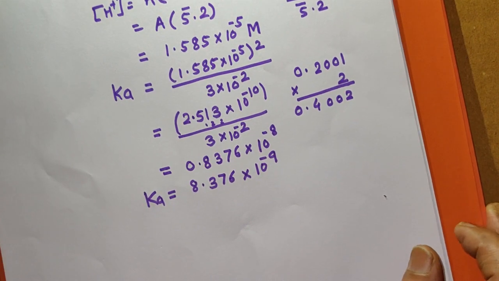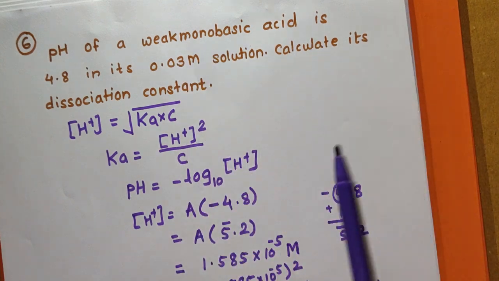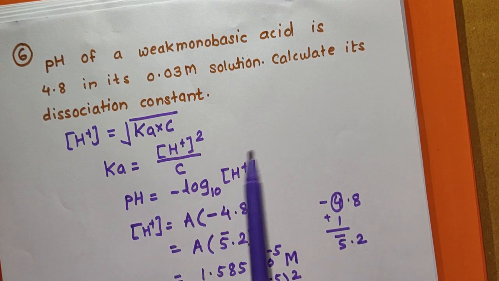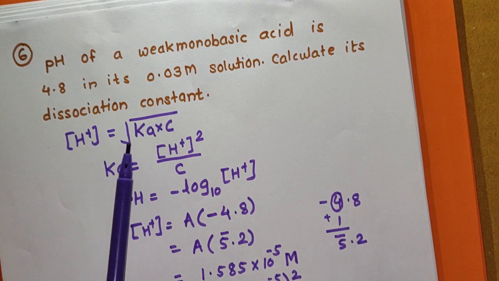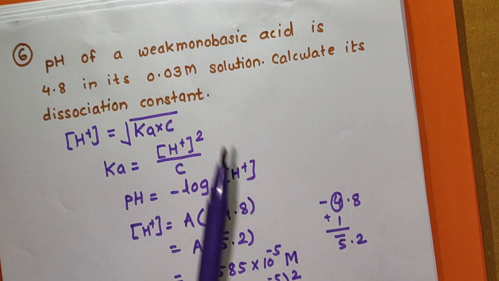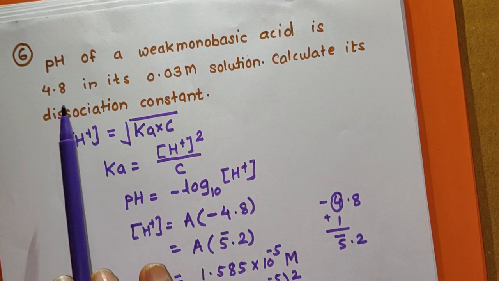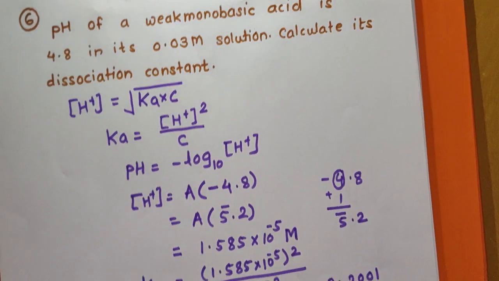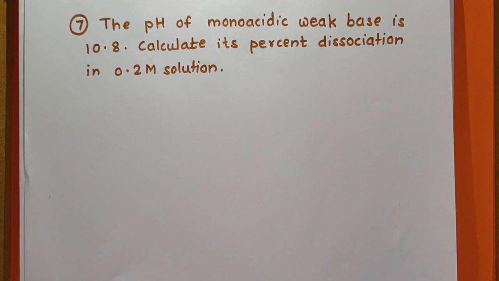Here we shall see this problem again. pH of the solution is given, which is a weak monobasic acid. Concentration of the solution is given and dissociation constant is asked, and so you have to use Ostwald dilution law. From Ostwald dilution law, you know that concentration of H plus is equal to square root of Ka into C. So first we have to determine concentration of H plus from pH of this solution, and then we have to use this formula and calculate the value of Ka. Now we shall see the next problem.